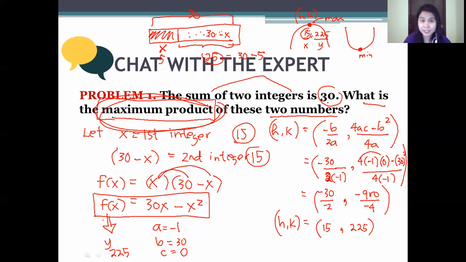The sum is 30, right? And what is the maximum product? The maximum product is 225. But if your question asks for two unique numbers, not the same number, then it's not 15. We can have another pair like 14 and 16, or that is the next highest. But since the question is only generic, we can have 15 as the answer. That's for the first problem. Any questions?